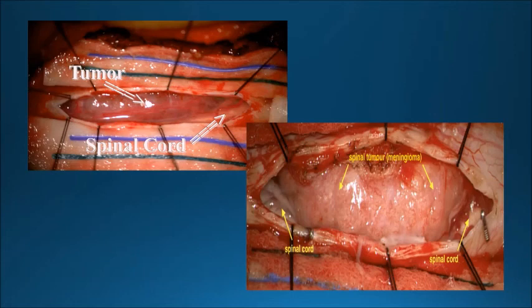Another slide showing a different type of spinal cord tumor. These are again intradural extramedullary spinal cord tumors, which are completely separated from the spinal cord but causing severe compression and shift of the spinal cord.